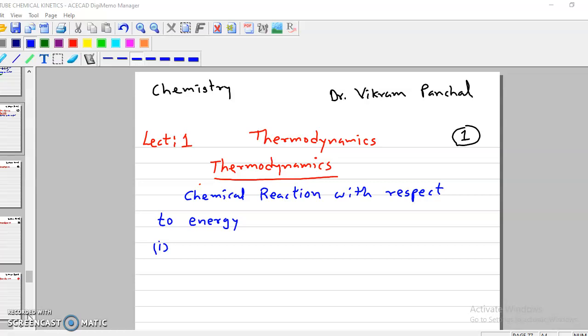In this topic, this is the first lecture and it is about thermodynamics. So the first question is, what is thermodynamics? The answer is, it is the study of chemical reactions or physical reactions with respect to time. There are two main important aspects of thermodynamics that we would like to know. Thermodynamics gives us information whether a reaction is possible or not.